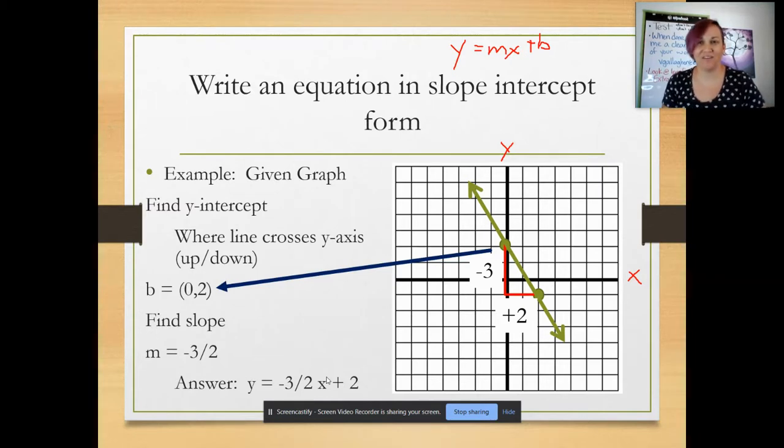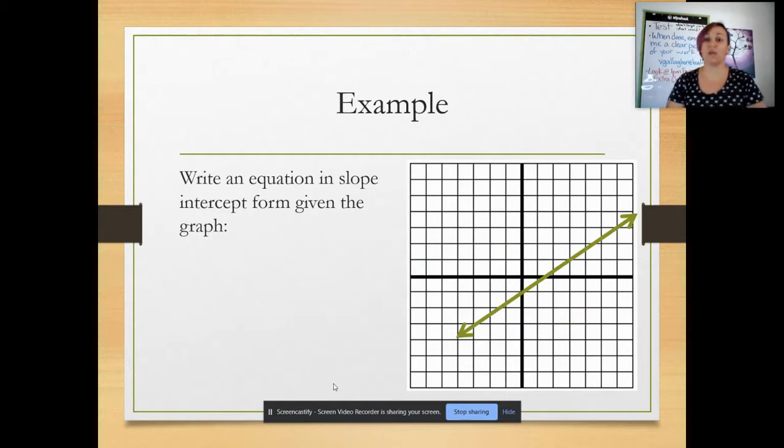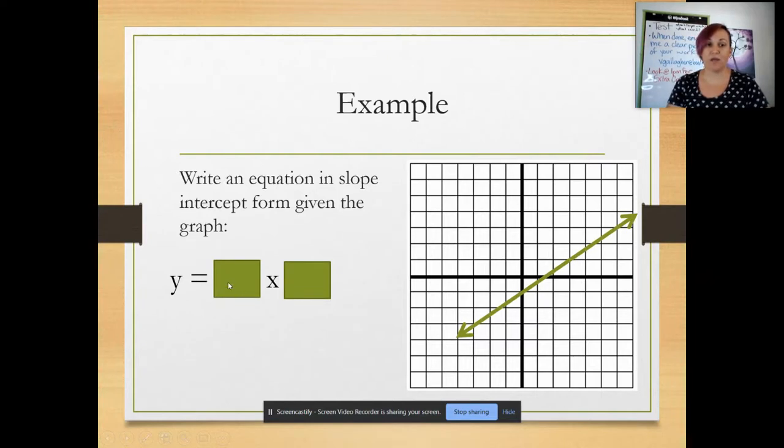Let's try one more together before you try your homework tonight. So here I have another graph of a line. Again, we're going to write something in slope-intercept form today. And so slope-intercept form is y equals something times x plus something else. So we just got to figure out what are those two missing numbers.